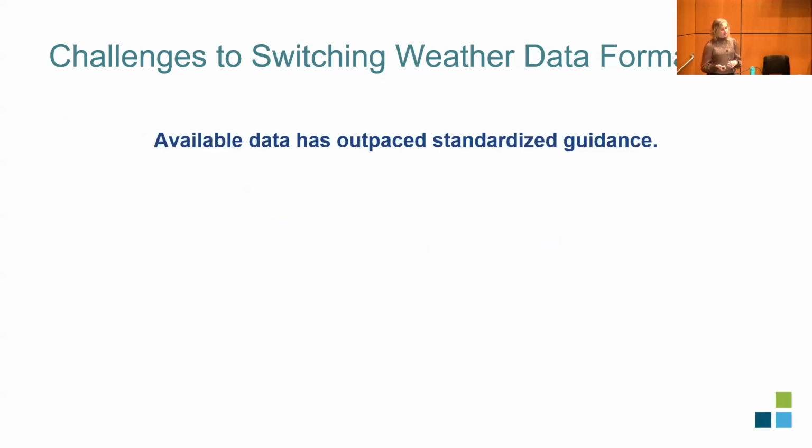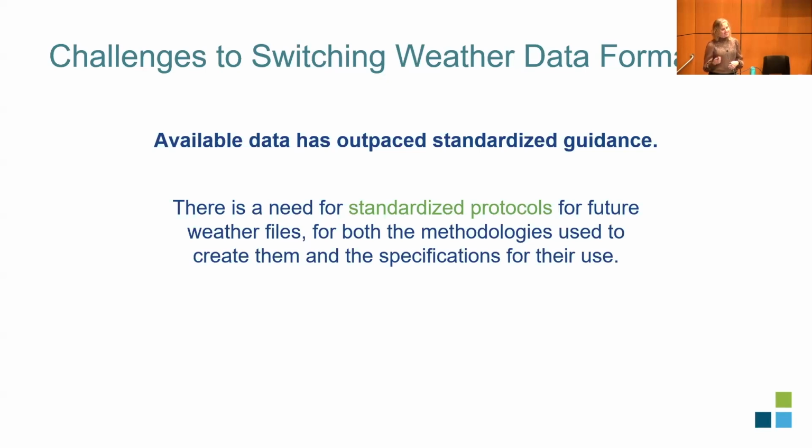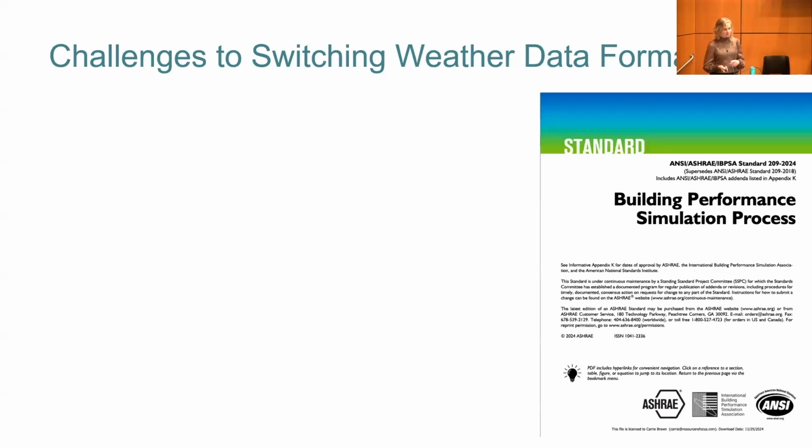One of the other things is that it became very clear just in the last few years that the available data has outpaced the guidance. There's lots of weather files out there, they will run, and so I think people will use them. And whether they're using the right ones for the right application is a real concern. And these standardized protocols, we need guidance on both how to create the weather files and how to use them. I would like for folks to understand the difference between a morph data set and a downscale data set, but when you're just looking at the file, you can't tell the difference.